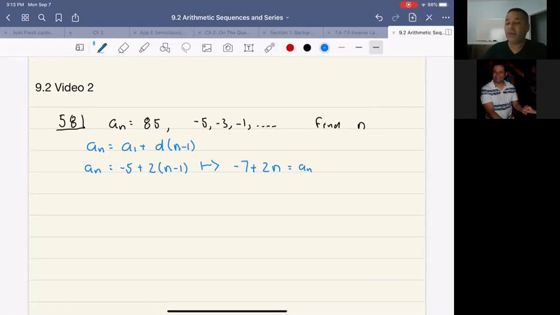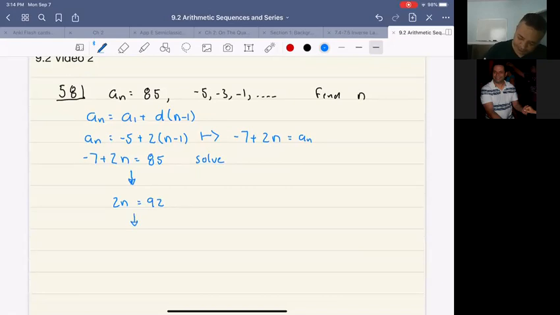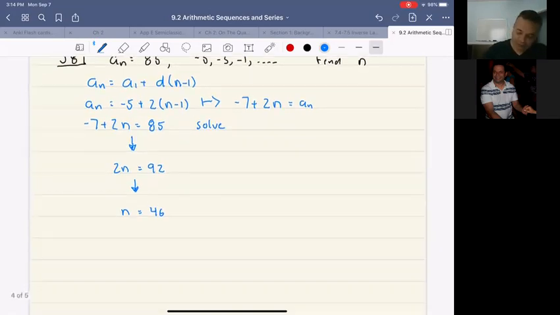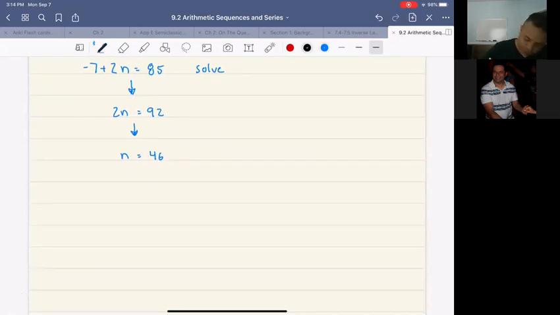Now we have to check, when do we get 85? -7 plus 2n equals 85. That's what we have to solve. Adding 7 to both sides, we get 2n equals 92. Then dividing by 2, we get n equals 46. Okay? The next problem, number 42. I don't know why I did them out of order, but I did.